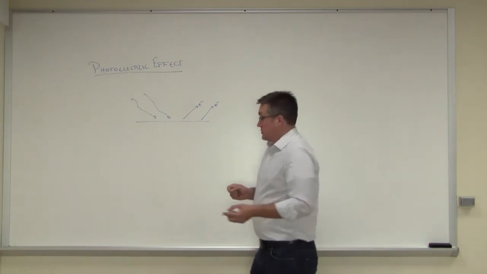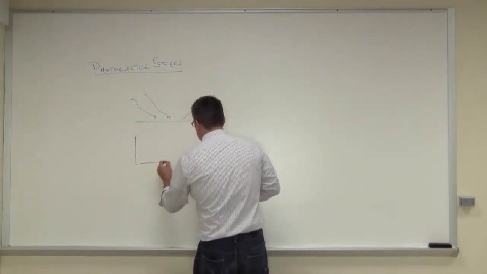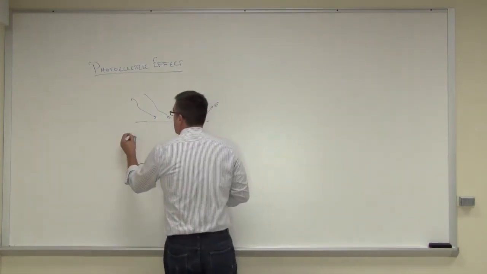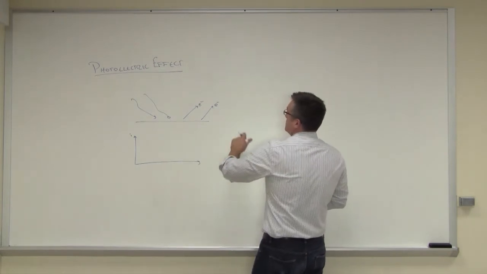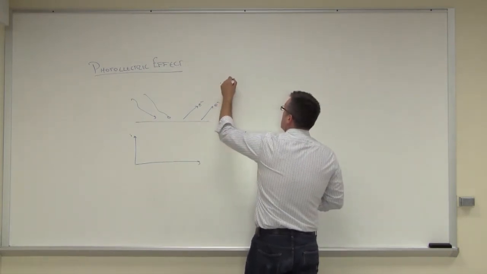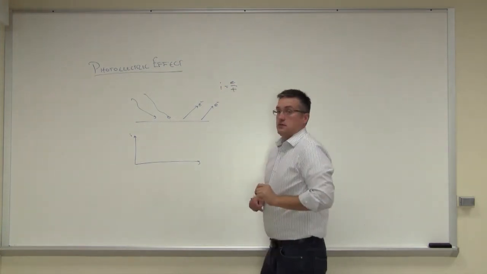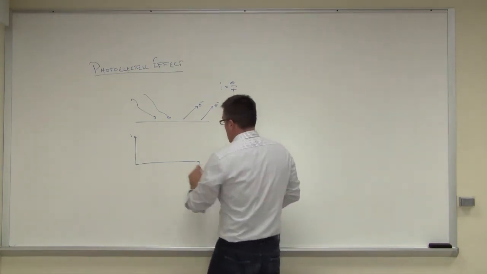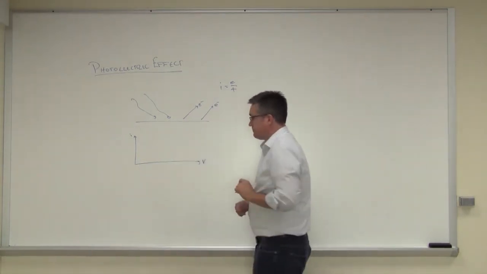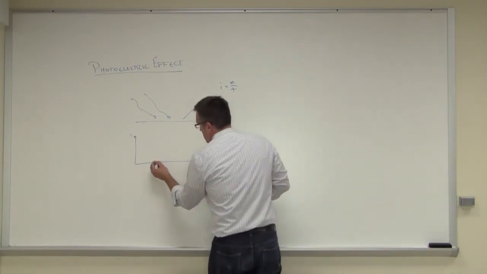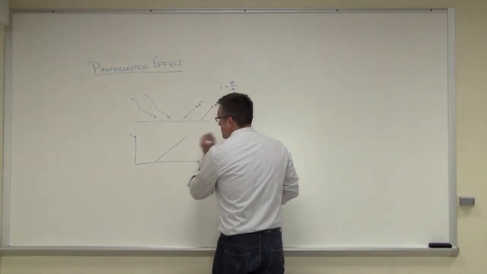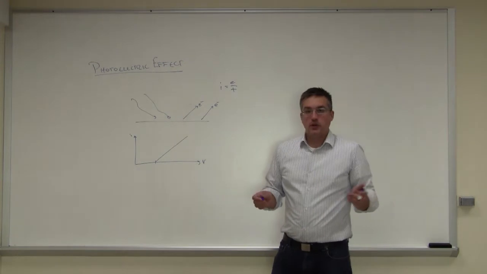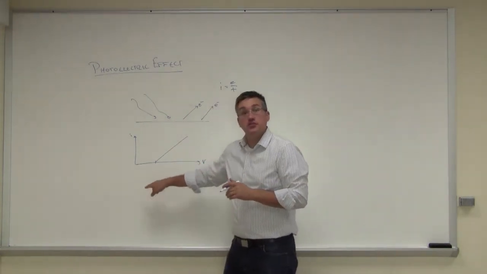So you ended up with a plot that looked something like this. On my y-axis, I put the photocurrent, which is equal to the charge over time. And then I looked at frequency. I'd see something like this, with a cutoff frequency right here. And this was really weird. Nobody understood why we should have this sharp cutoff.